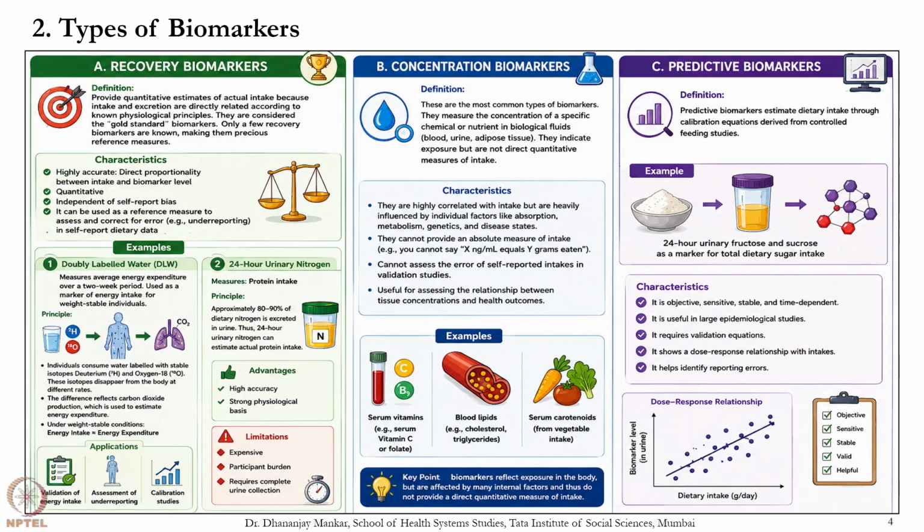The third is predictive biomarkers. Predictive biomarkers estimate dietary intake through a calibration equation. They are derived from controlled feeding studies. So you can take 24-hour urine fructose and sucrose as a marker for total dietary sugar intake. The predictive biomarkers are objective, sensitive, stable and time dependent. These are the four very important characteristics. They are useful in larger epidemiological studies. They require validation equations. It also shows that the predictive biomarkers have a dose response relationship with the intake.